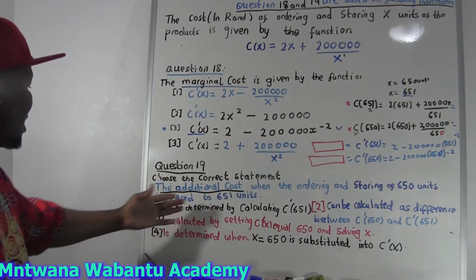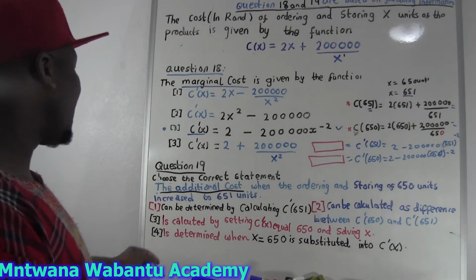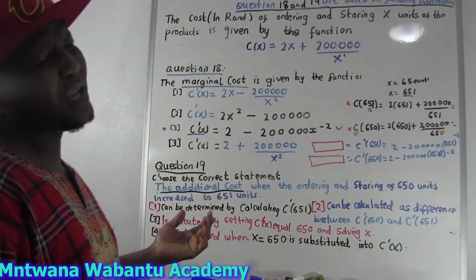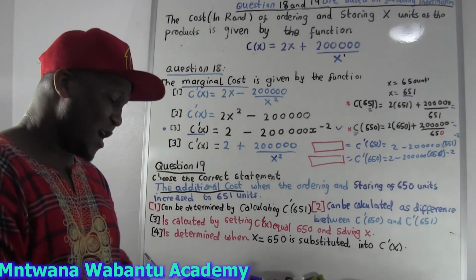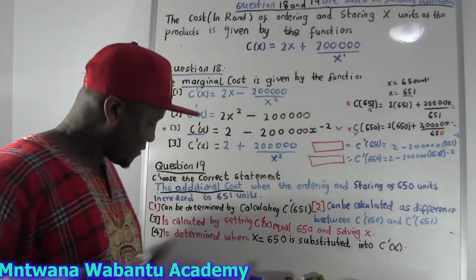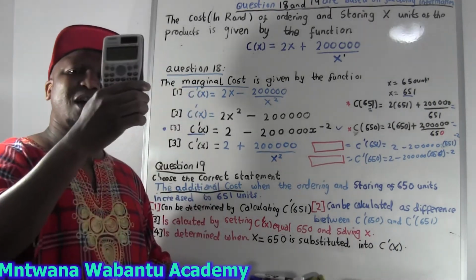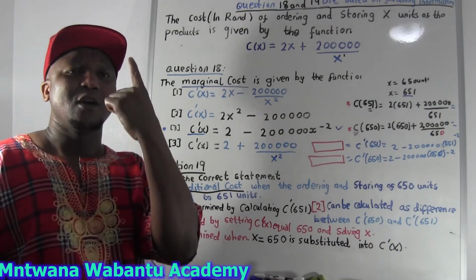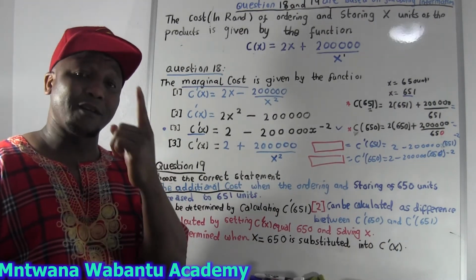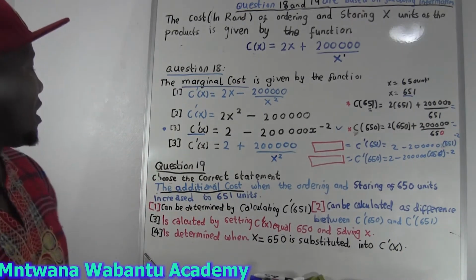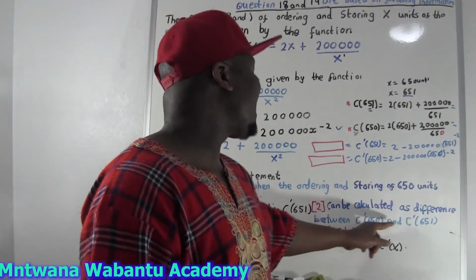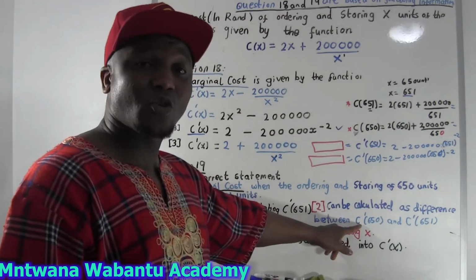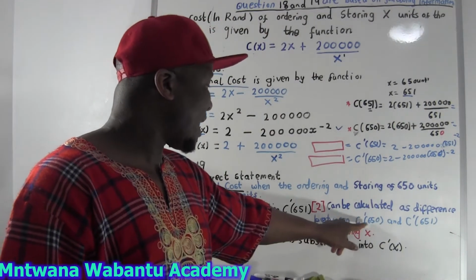So, with the options, they say the additional cost can be determined only by calculating this. But how are you going to get additional cost only by calculating one? If I know the price of one calculator, how are you going to know additional cost? You can't know additional cost by involving only one item. It can be calculated as a difference between this and that. Oh yes, I'll go for this. So for them, they went for a marginal cost. You know what I'm saying? They went for a marginal cost.